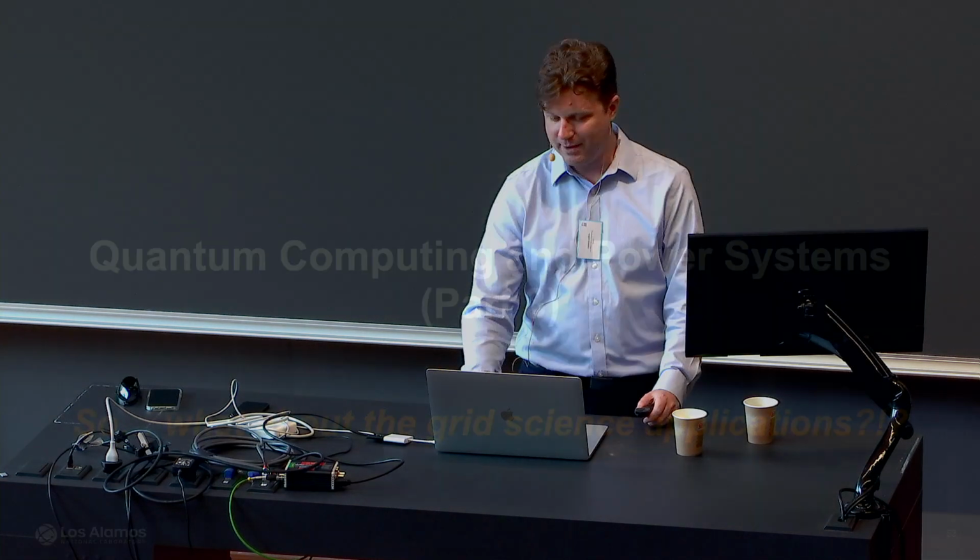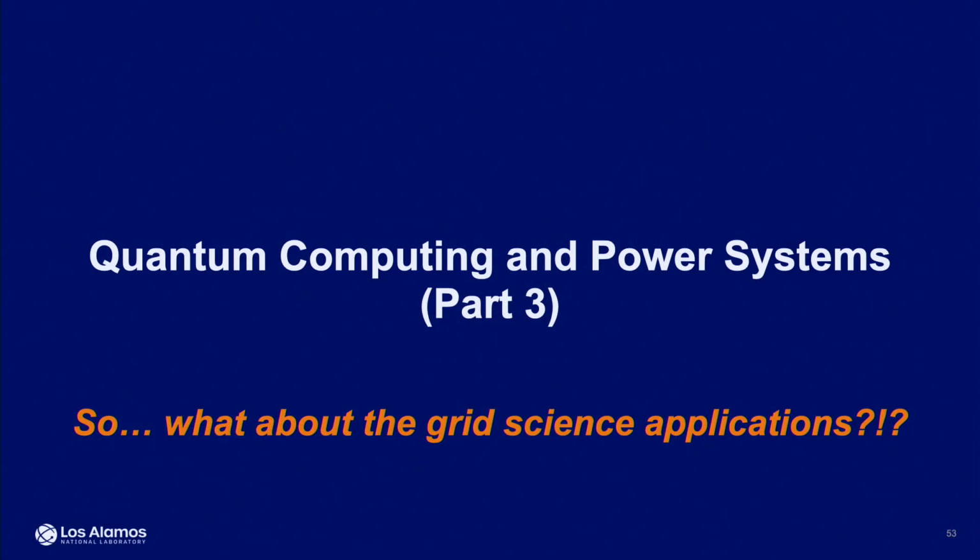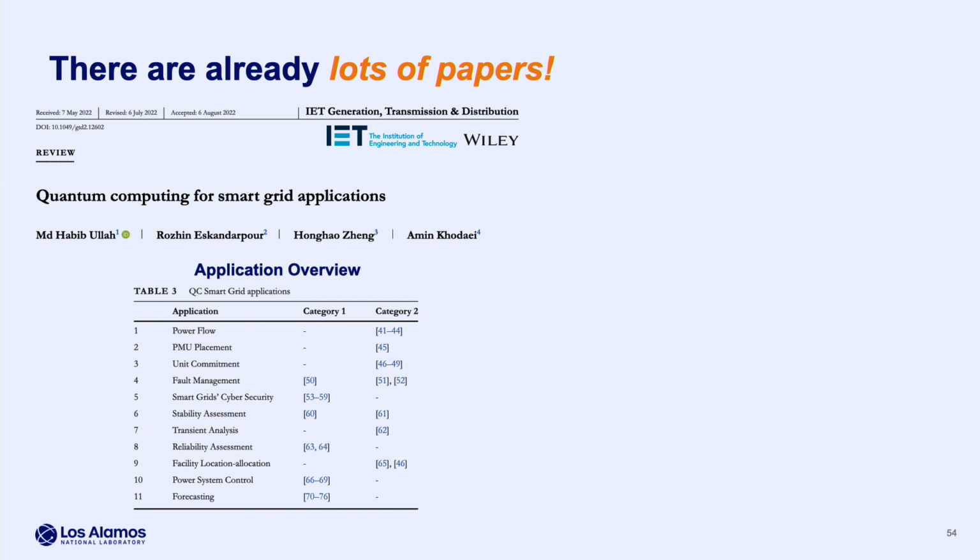Where are the grid science applications for quantum computing? So the first important thing to know is there are already a lot of papers about this. Here's a wonderful survey about quantum computing for smart grid applications, where the number of papers they found blew my mind when I read this survey. Here's a bunch of different references showing different power applications: PMU placement, power flow, unit commitment, and so on and so forth. And then which papers studied them.